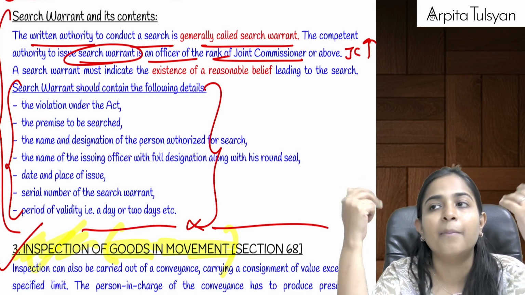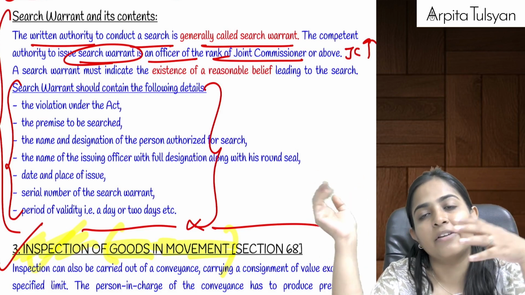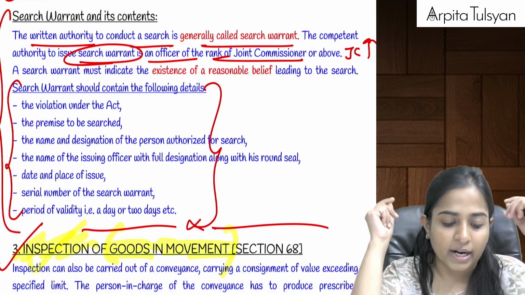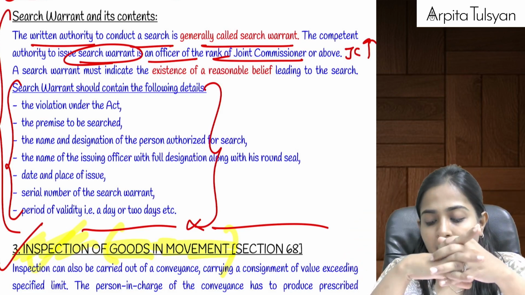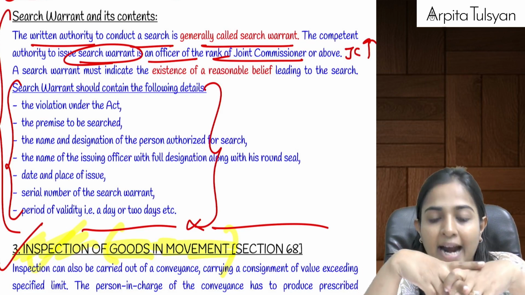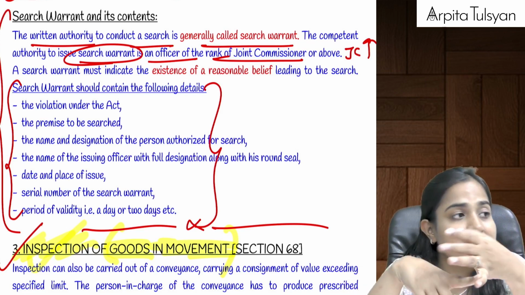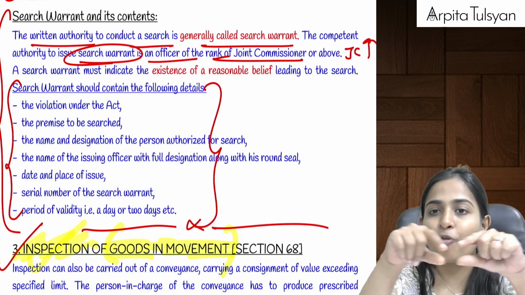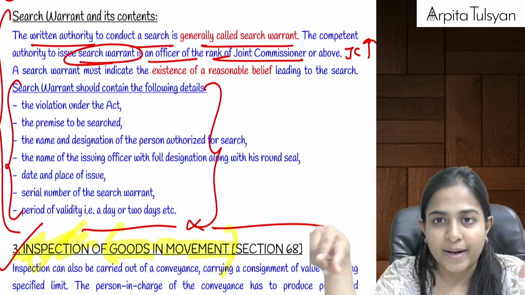Okay, it is basically a permission given by the joint commissioner to the officer, so that they are allowed to conduct the search there. Because the joint commissioner had reasons to believe that there is some violation under the act, he will write what the violation is and which premise is to be searched.